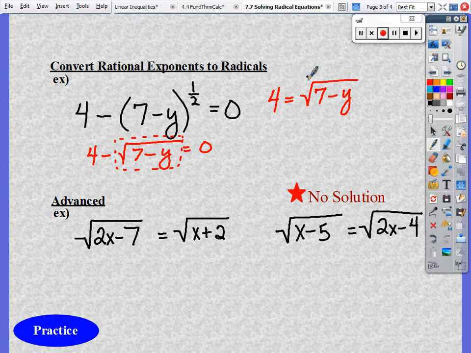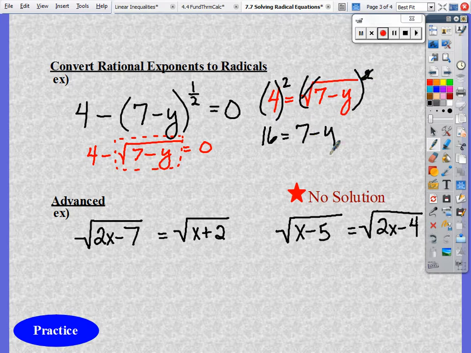Now we need to undo it. How do we undo a square root? We square it, and we get 16 equals, these undo, and so you have 7 minus y. Go ahead and solve for y. We subtract 7. Oh, I don't want the opposite of y, I want y. So y is negative 9. Before I move on, I've got to check it. So I plug in negative 9. Either one of these two is fine, but if I plug negative 9 in, I get the square root of 16, which is 4.